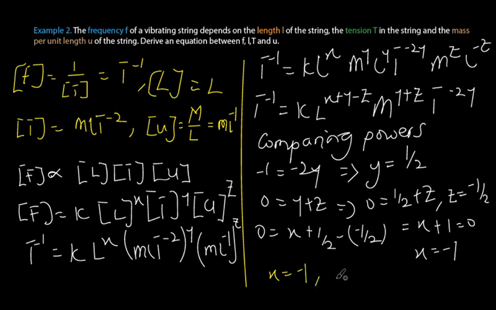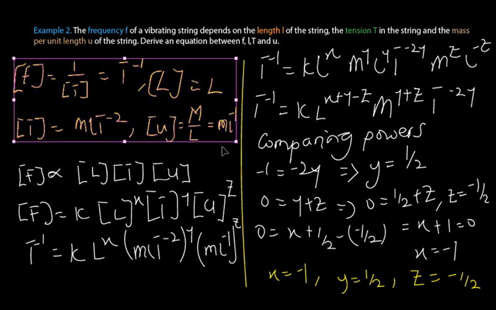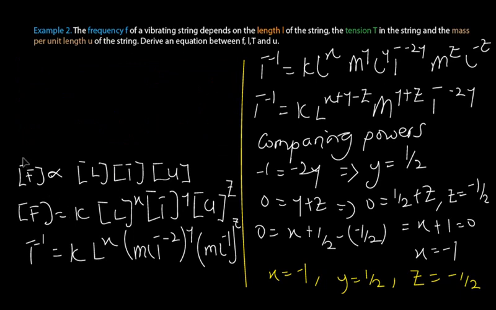Negative 1, our y to be half, and then our z to be what? Negative half. Okay, so now that we have this, let's go ahead and further deduce the relationship between our quantities.